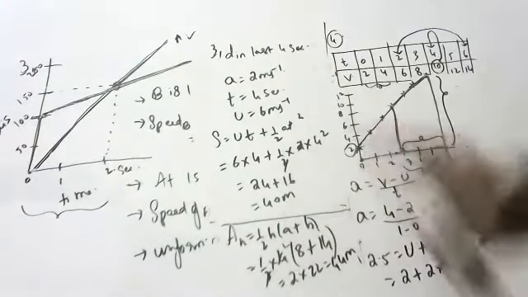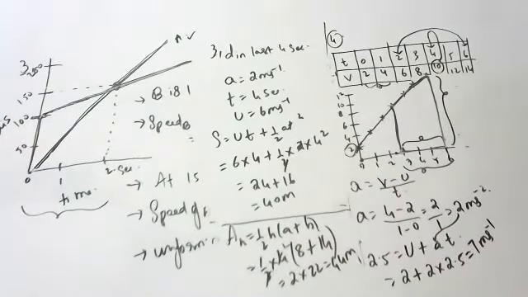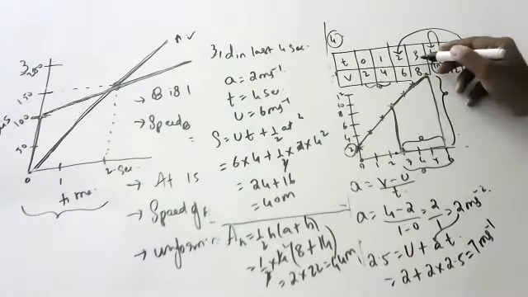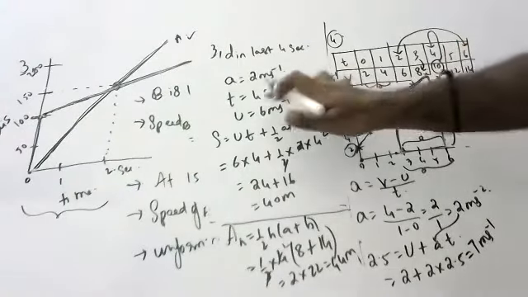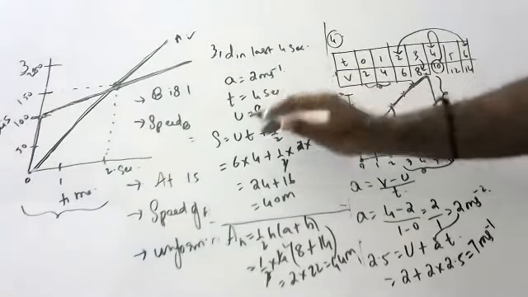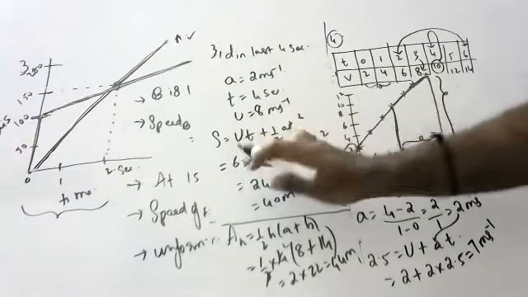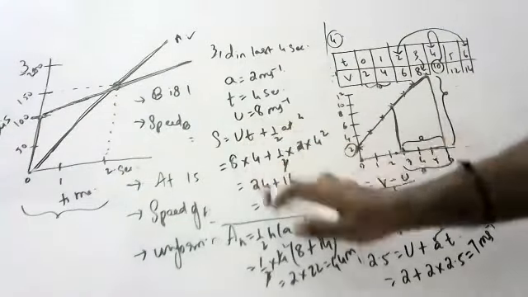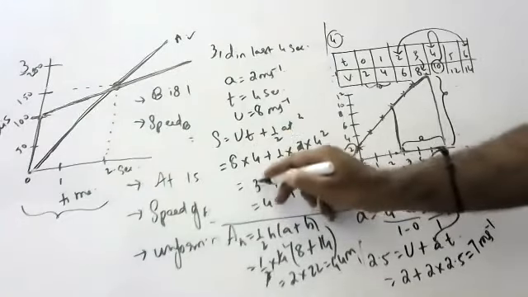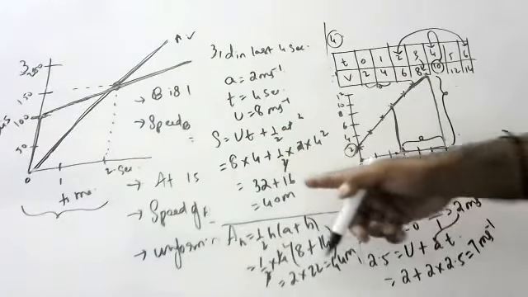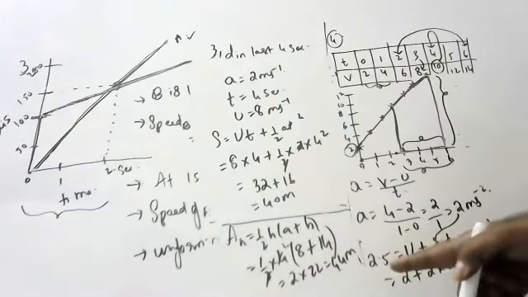Why we got wrong answer? Can anyone tell? Because we have to take 8 meters per second as initial velocity. Then you will get correct. 8 we should take. 8 4s are 32. 32 plus 16.